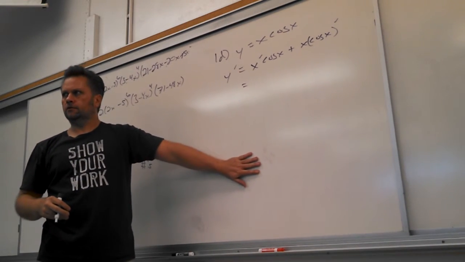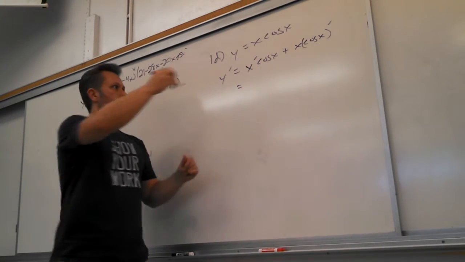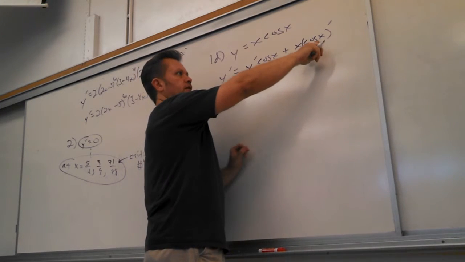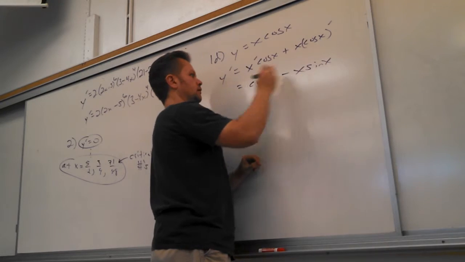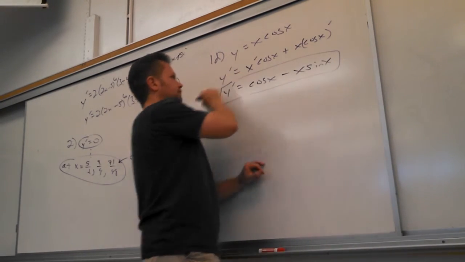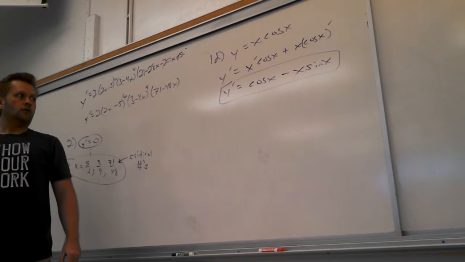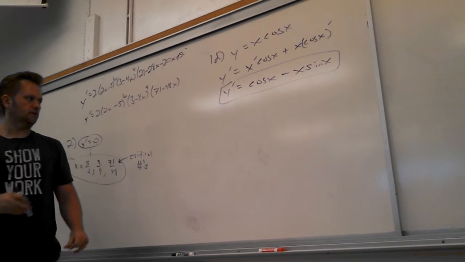x prime is 1. This is understood to be the derivative with respect to x, right? So this would be 1 times cosine x, minus x sine x, because the derivative of cosine is negative sine. That's y prime. Negative x sine x can be written as negative sine x.